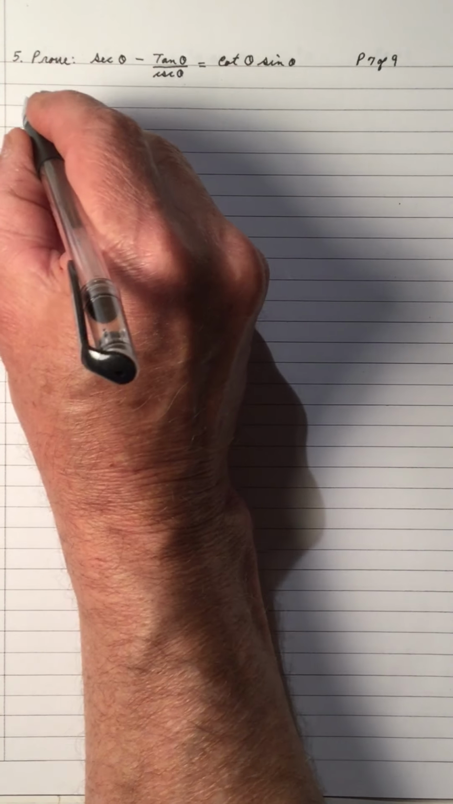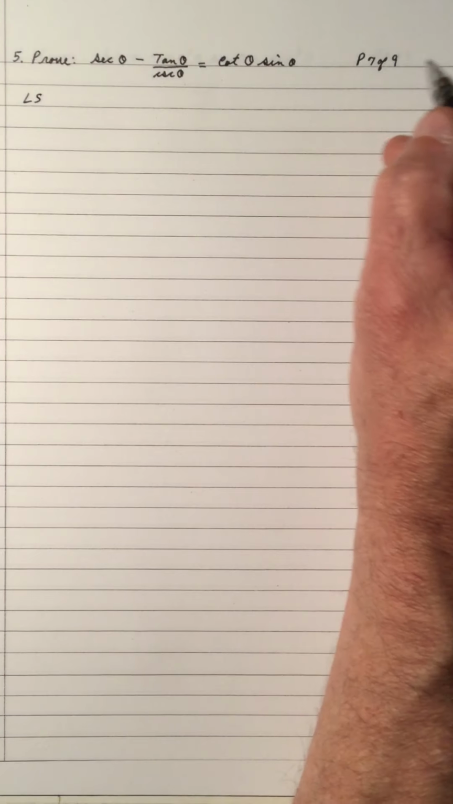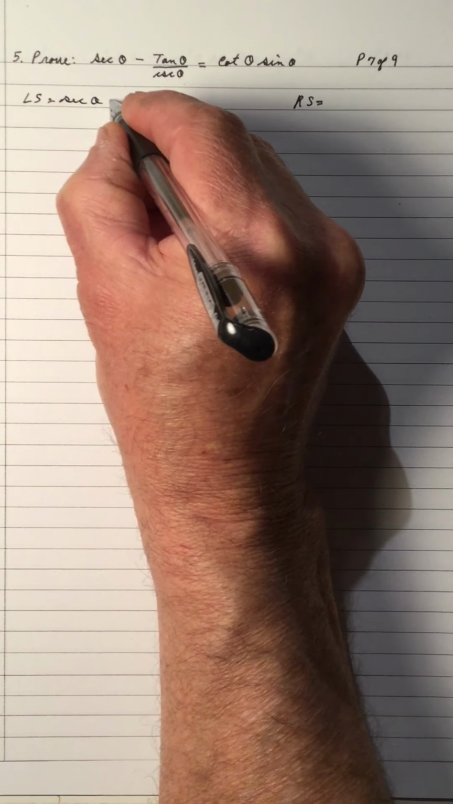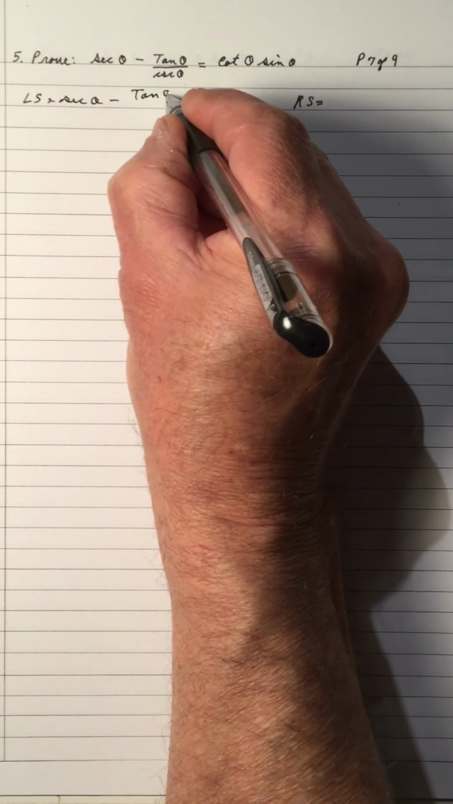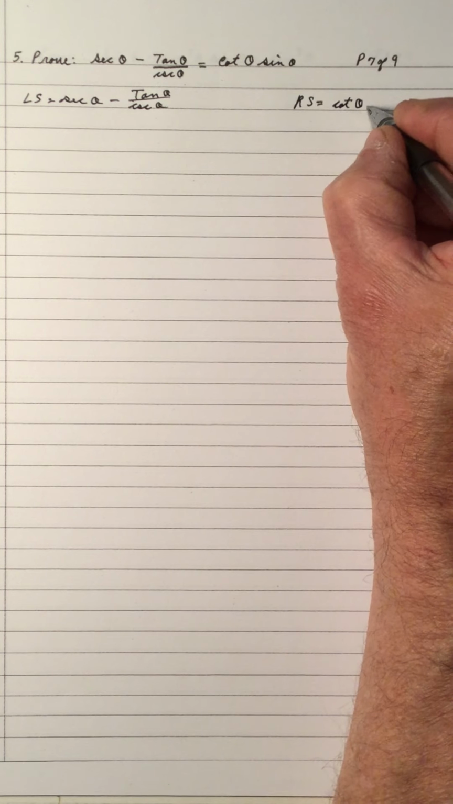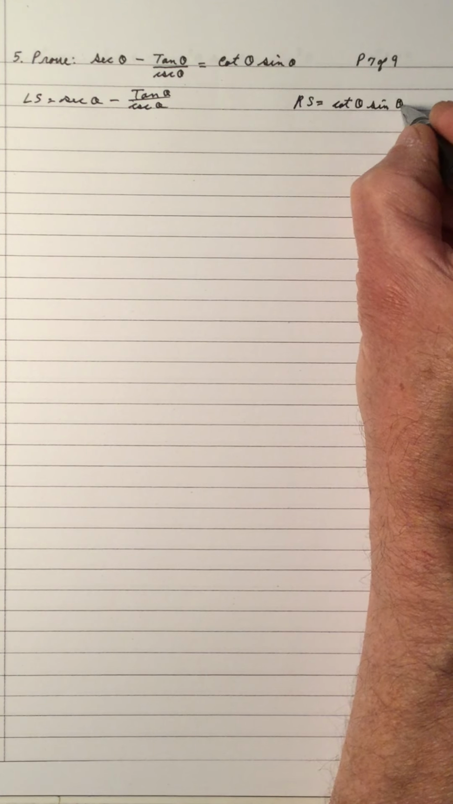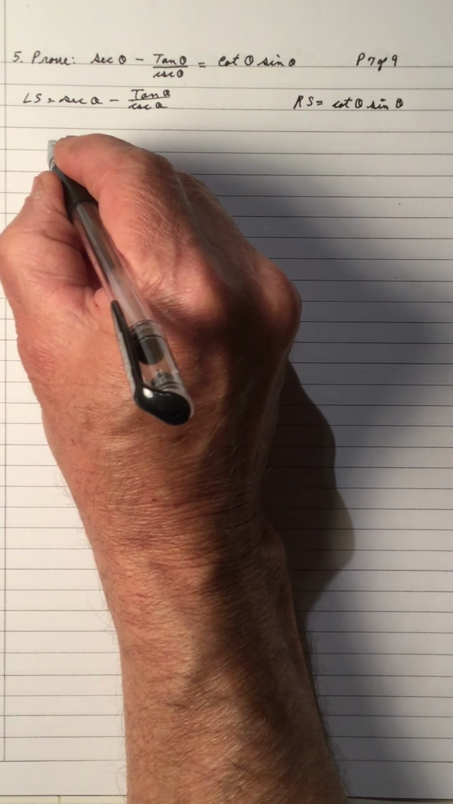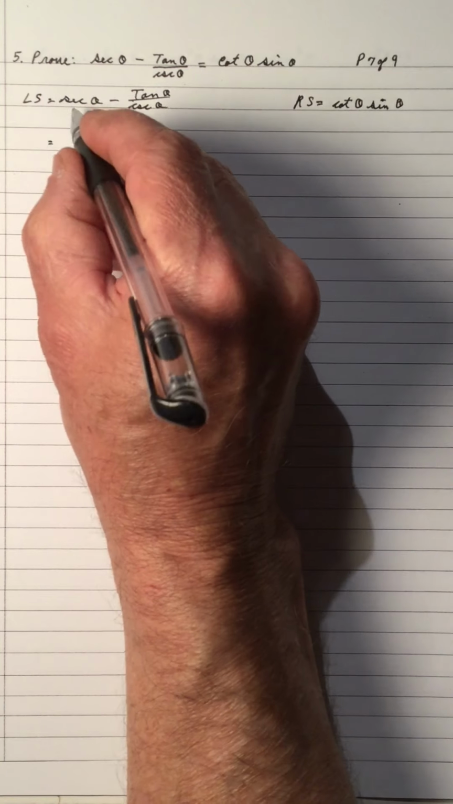Okay, let's continue. Another proof, identity. Again, we have to write down the left side and the right side. The left side is secant theta minus tan theta over cosecant theta, and the right side is cot theta sine theta. So the more difficult side to work will be this one, and so let's work the left side.